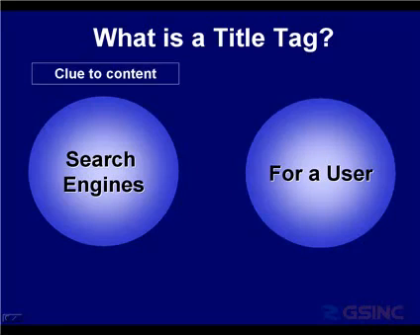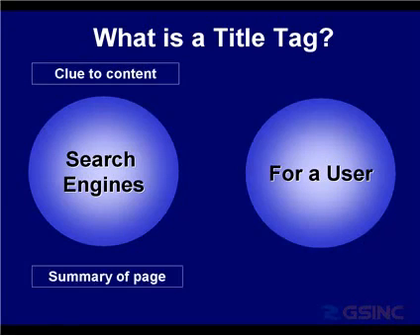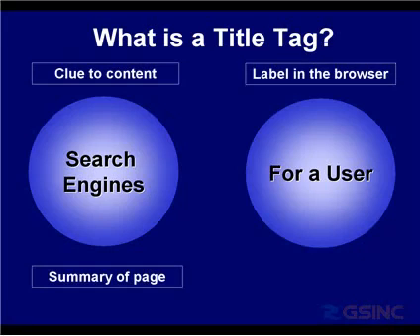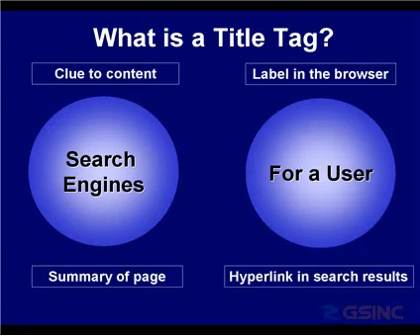Well, in essence, it's a clue to the content of the web page. You could say it's a summary of the web page that can be passed then to the search engine. A simple one-line title. For the user, the title tag is the label they'll find in the top left-hand corner of their browser. And in the search results, the user will see them as hyperlinks.